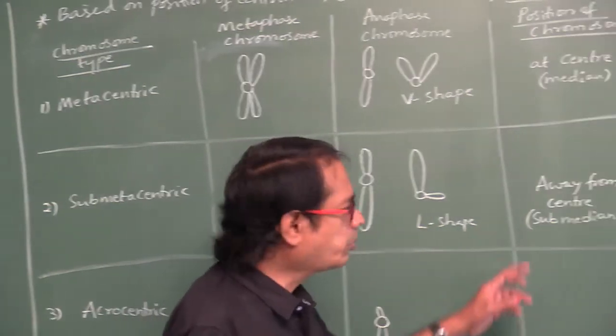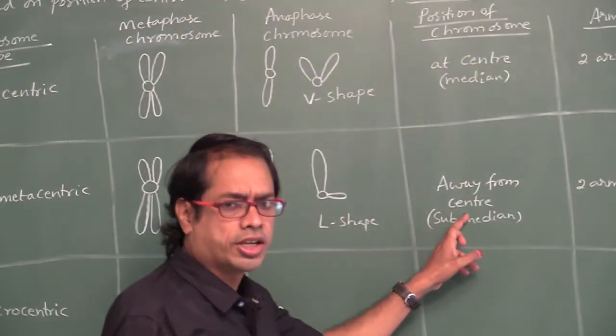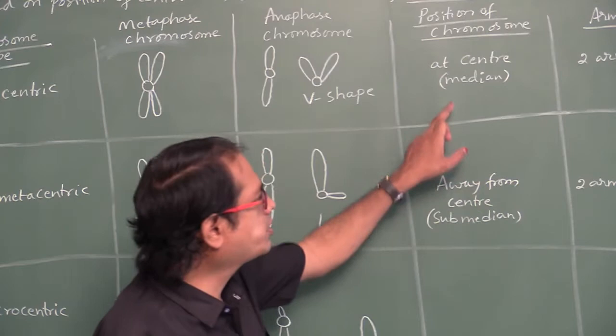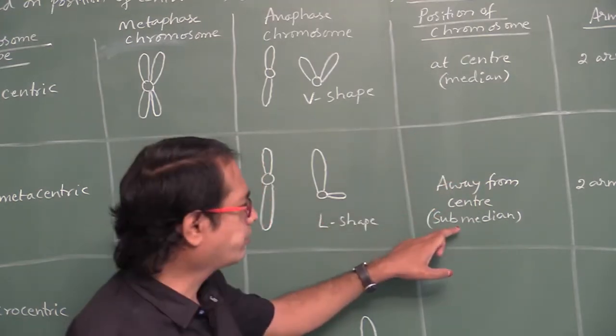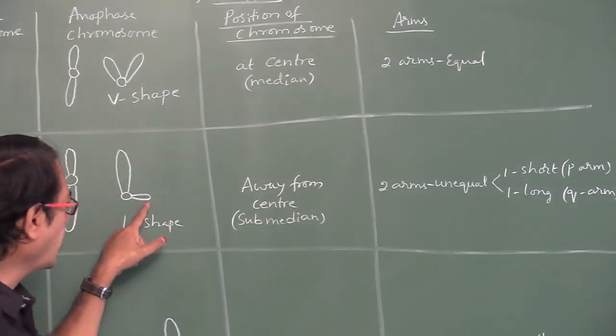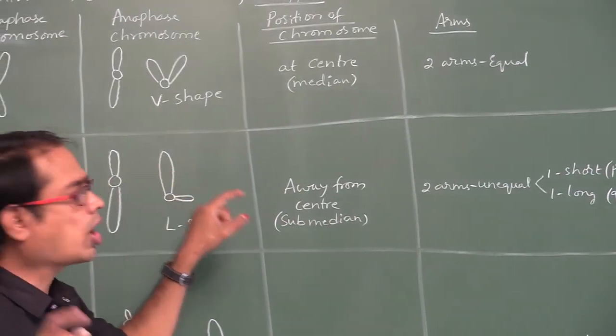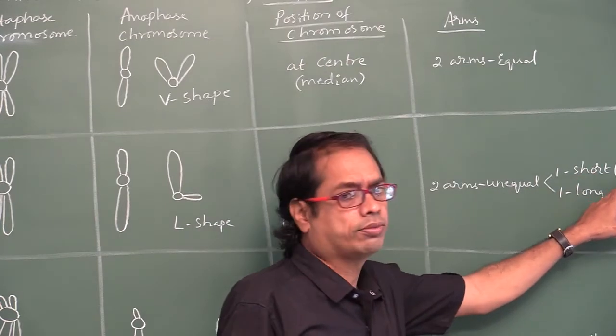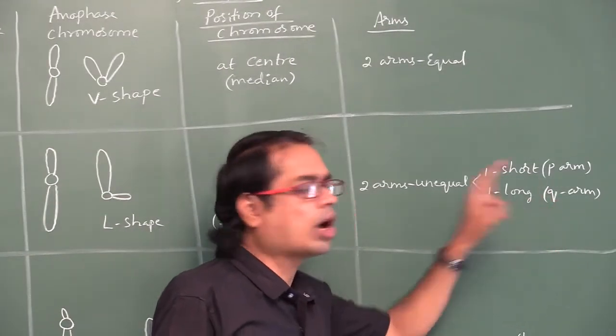What is the position of the centromere? Away from the center. That is also called submedian. Here the two arms are unequal: one will be the short arm, another will be the long arm.